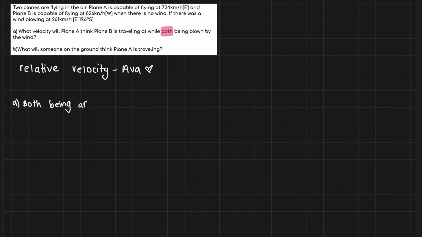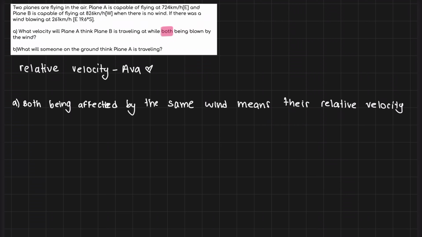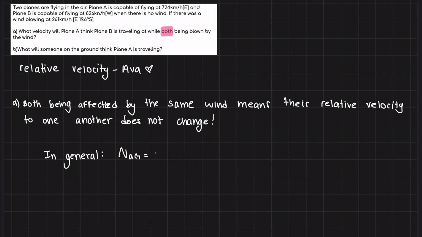A good thing to keep in mind when answering part A, or really the key thing to know, is that both planes are being affected by the same wind, which means that their relative velocity to one another does not change if there is a wind or if there isn't a wind, because they are both being affected by that factor. The relative velocity formula is as follows: VAG is equal to VAB plus VBG.